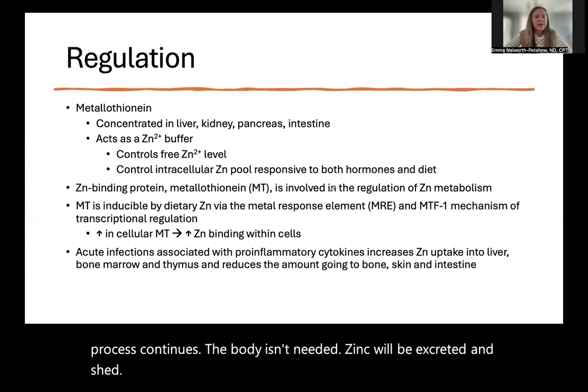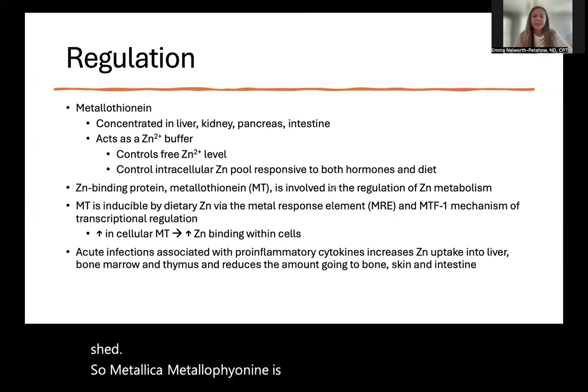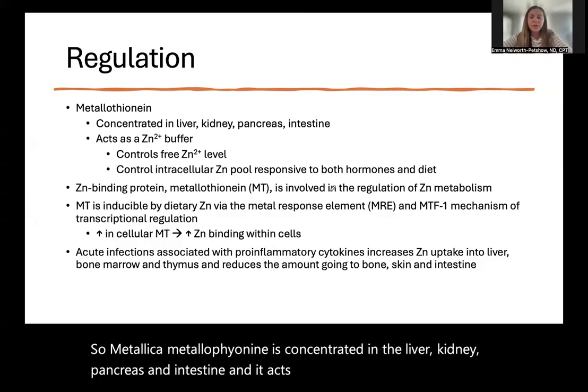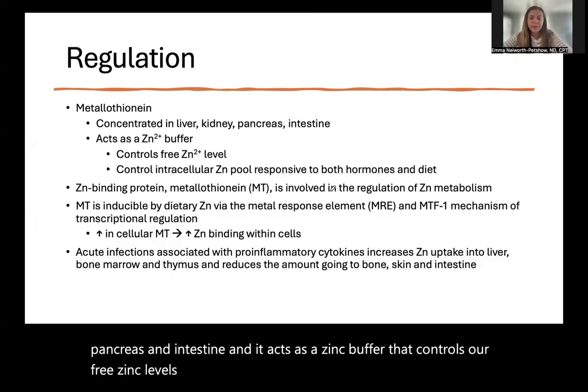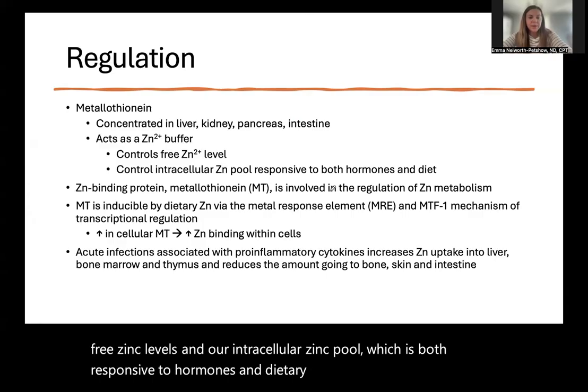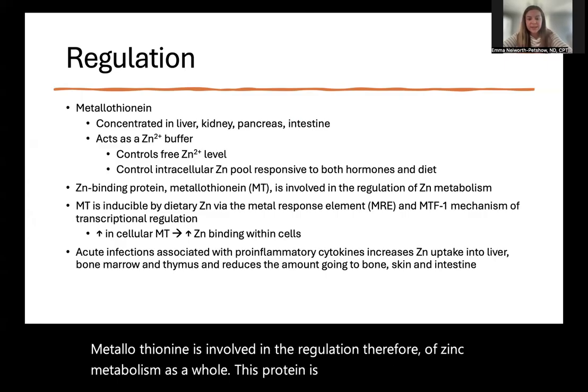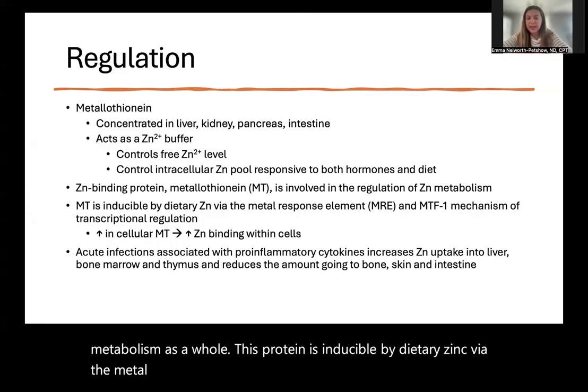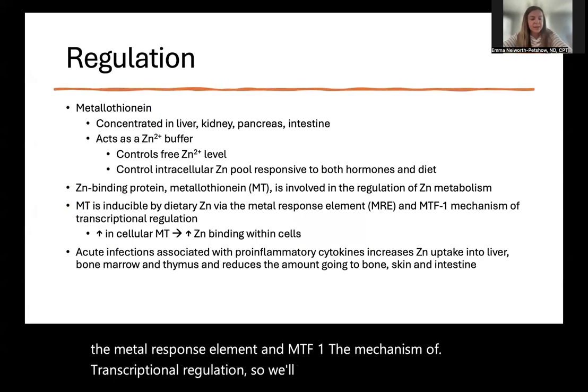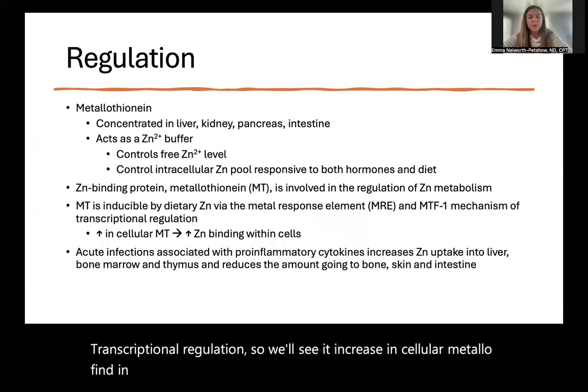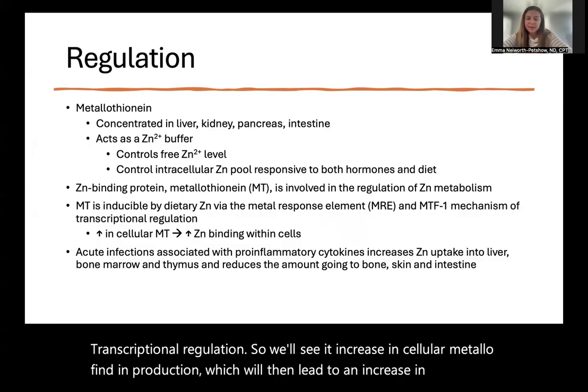So metallothionein is concentrated in the liver, kidney, pancreas, and intestine, and it acts as a zinc buffer that controls our free zinc levels and our intracellular zinc pool, which is both responsive to hormones and dietary intake. Zinc binding protein metallothionein is involved in the regulation, therefore, of zinc metabolism as a whole. This protein is inducible by dietary zinc via the metal response element and MTF1, the mechanism of transcriptional regulation. So we'll see an increase in cellular metallothionein production, which will then lead to an increase in zinc binding within cells.